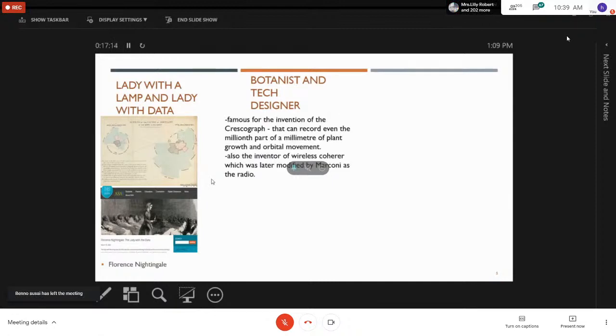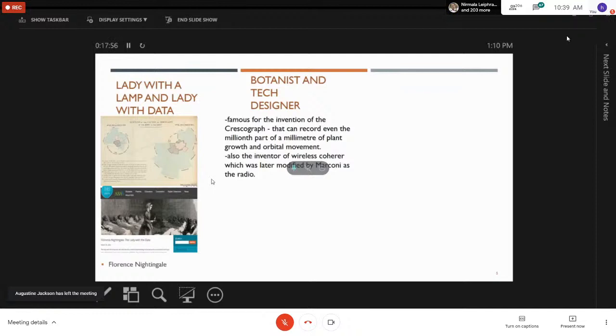And moving on, the next person that I want to highlight is this famous botanist. Okay? This famous botanist was also a hardware designer, also a systems designer, right? This famous botanist found out how the plant grows, and he invented a crescograph. Forget what it is. It's just an instrument that can record even the small growth movements of a plant. Not just that, he was a botanist by training, but he didn't stick to his own botany research. He also invented the wireless coherer, which was later taken on by Marconi, and it became what we know as the modern day radio, right?